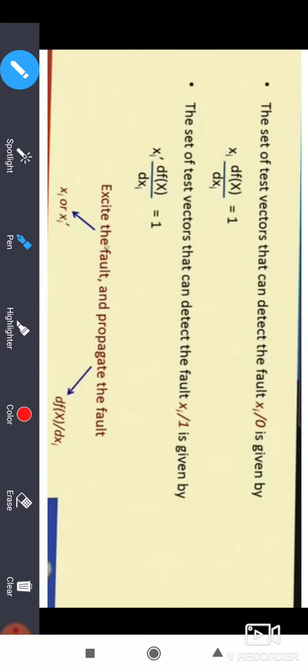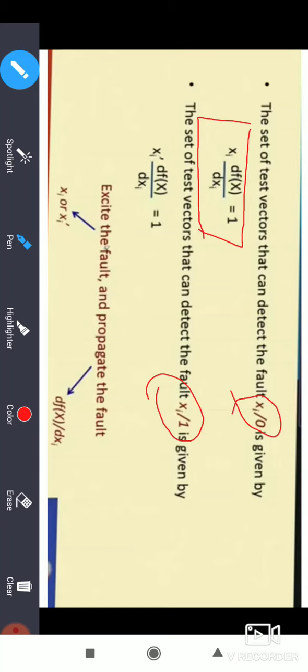Here the set of test vectors that can detect the fault xi stuck at 0 is given by the derivative formula. Here two formulas are there. Line xi is stuck at 0: the formula is xi into df of x by dxi equal to 1. And suppose line xi is stuck at 1, then we will use this formula to detect the test vectors.